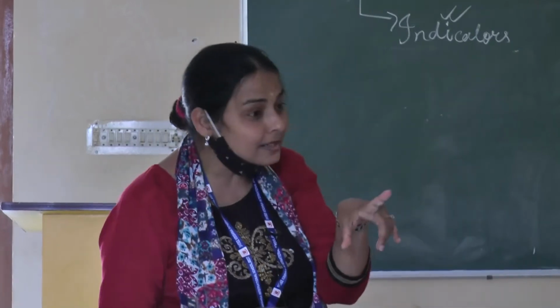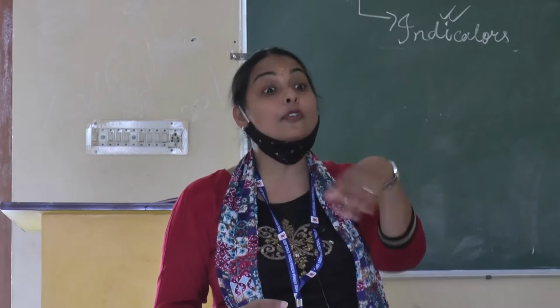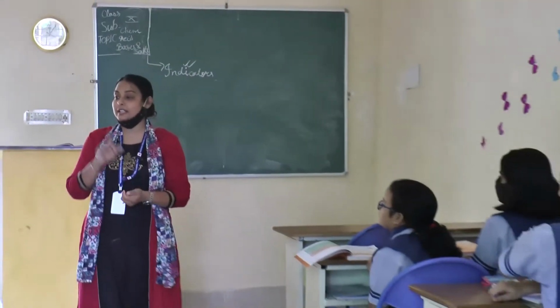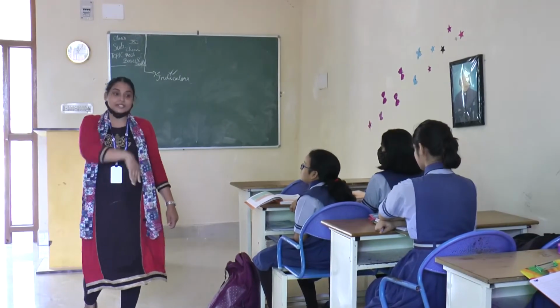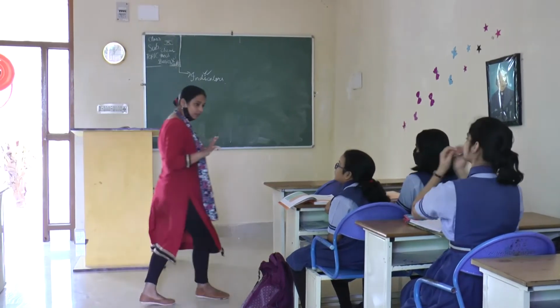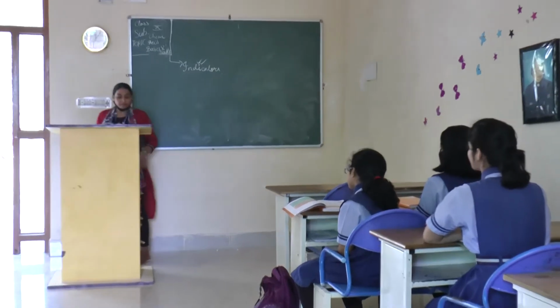So what is the work of an indicator? How will you identify? The property we should know is that whenever we use an indicator, there will be a color change. If there is a color change, we have to see which is acid, which is base and which is salt. Is that clear? Got it? Understood, everyone?